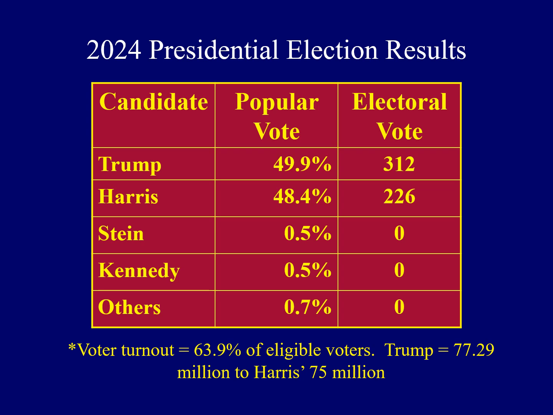Data here shows the national results from the 2024 election. Donald Trump won 312 electoral votes, and at the popular vote, he was just under 50% at 49.9%. Harris won 226 electoral votes. You can see that some third-party candidates also won some popular votes, but none won a state, therefore they didn't win any electoral votes. Voter turnout was pretty high at nearly 64%. Donald Trump won over 77 million votes to Harris's 75 million.